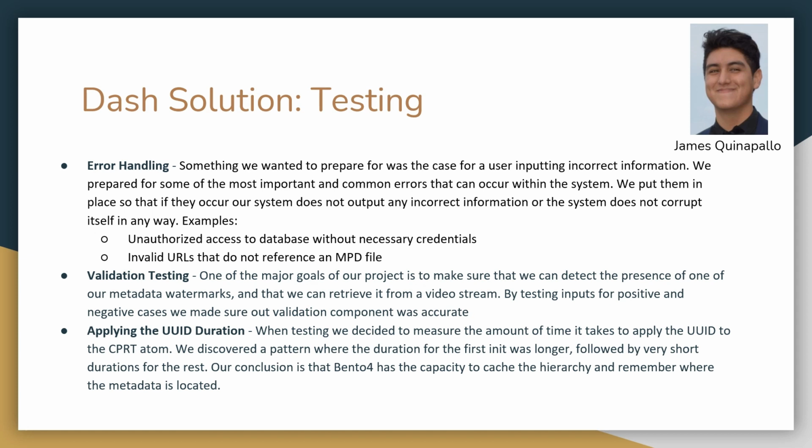First of all, we went through some error handling, where we wanted to prepare for some of the most common and important errors that can occur when maybe a user inputs incorrect information. We put these in place so that if our system does encounter an error, it won't just pass it through and output any incorrect information or even corrupt the system itself. Two examples of these errors are unauthorized access to the database without necessary credentials and invalid URLs that do not reference a manifest file.